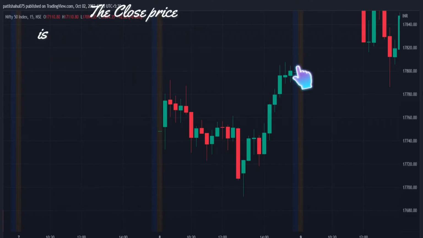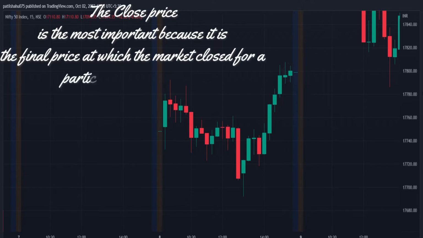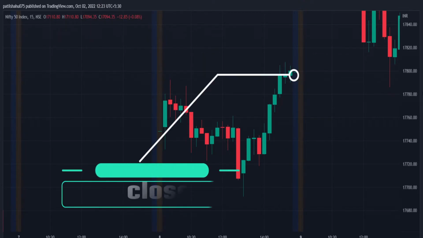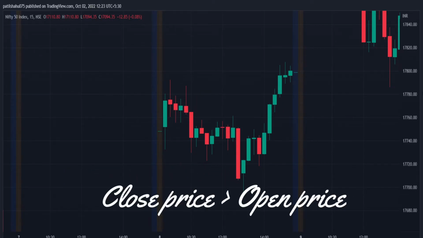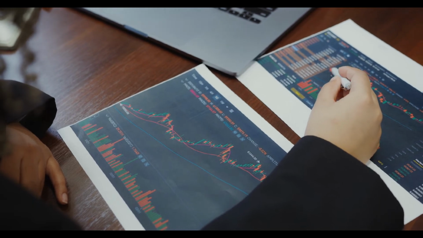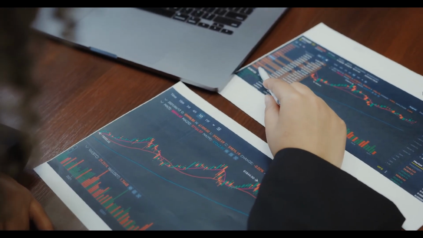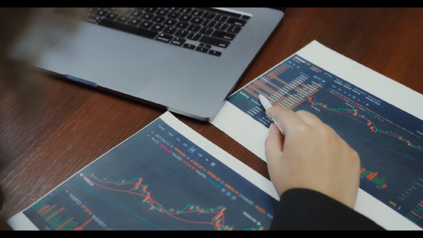The close price is the most important because it is the final price at which the market closed for a particular period of time. The close serves as an indicator of the intraday strength. If the close is higher than the open, then it is considered a positive day, otherwise negative. The closing price also shows the market sentiment and serves as a reference point for the next day's trading. For these reasons, the closing price is more important than the open, high or low prices.